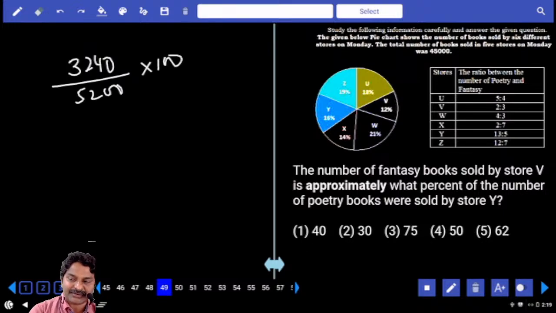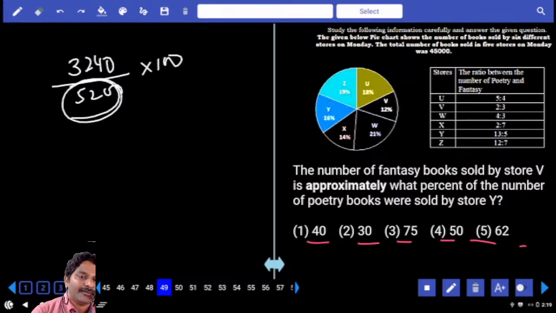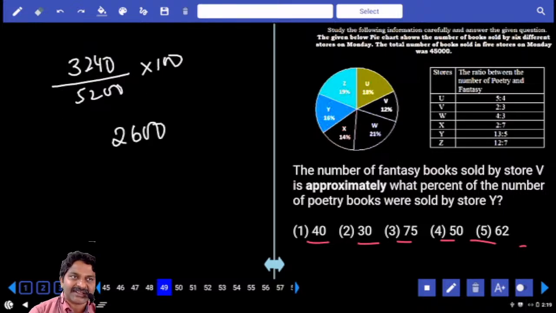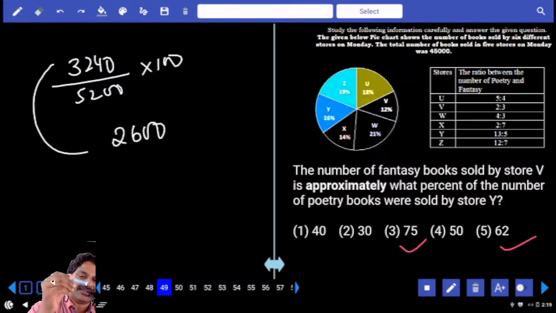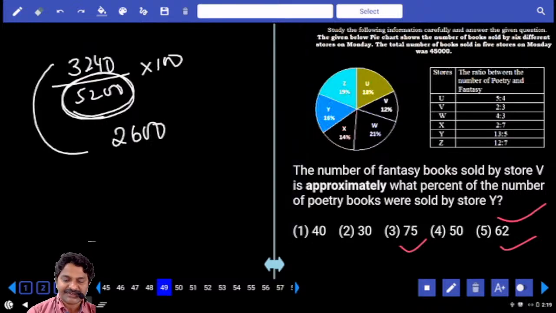5200 percentage into 100, correct? Now when you look at options 40, 30, there is a huge difference because 10% in the sense is 520, right? Do we have a huge difference or not? What is 50% of this number? 2600. The answer must be more than that. So the answer is either 75 or 62. What is the difference between these two numbers? 620. That would be approximately 10% only. So the answer should be close to 60% only. 62 final.